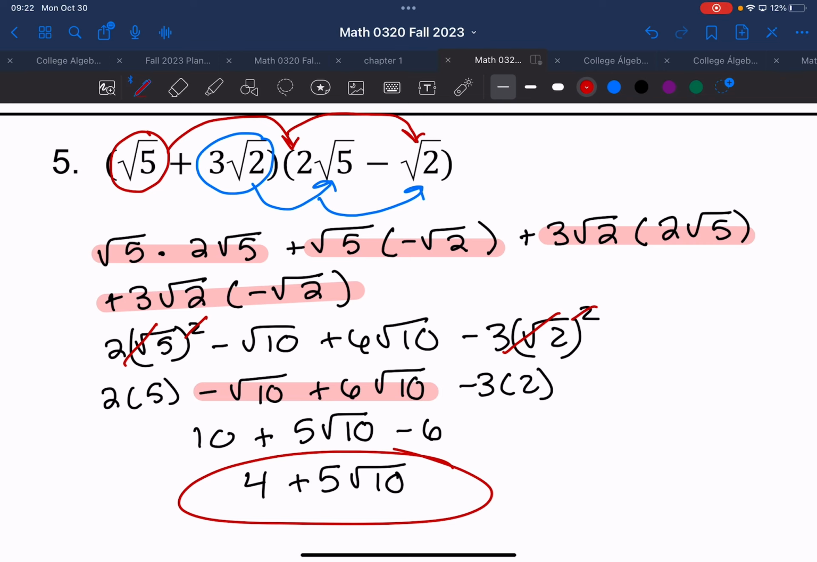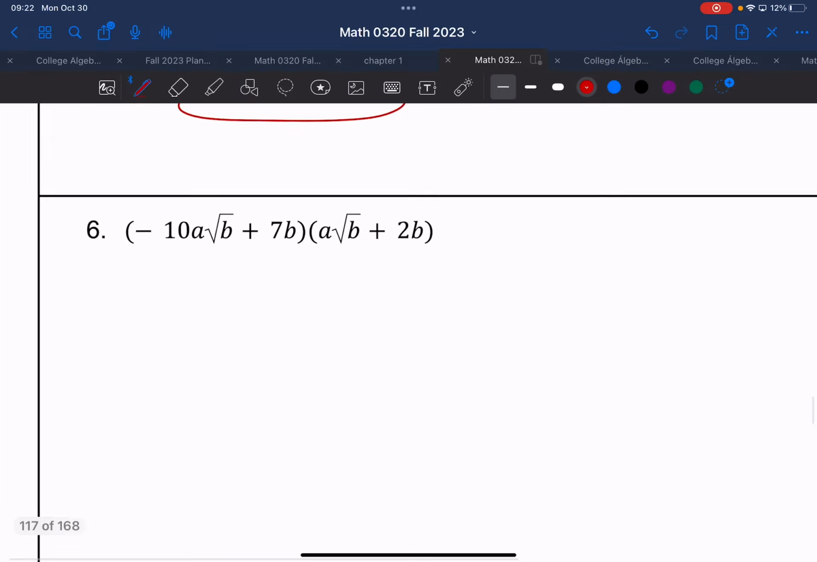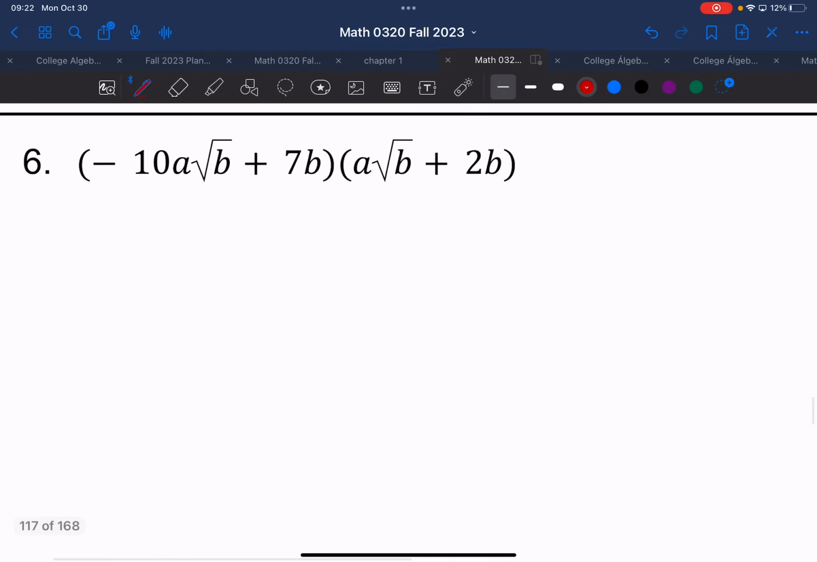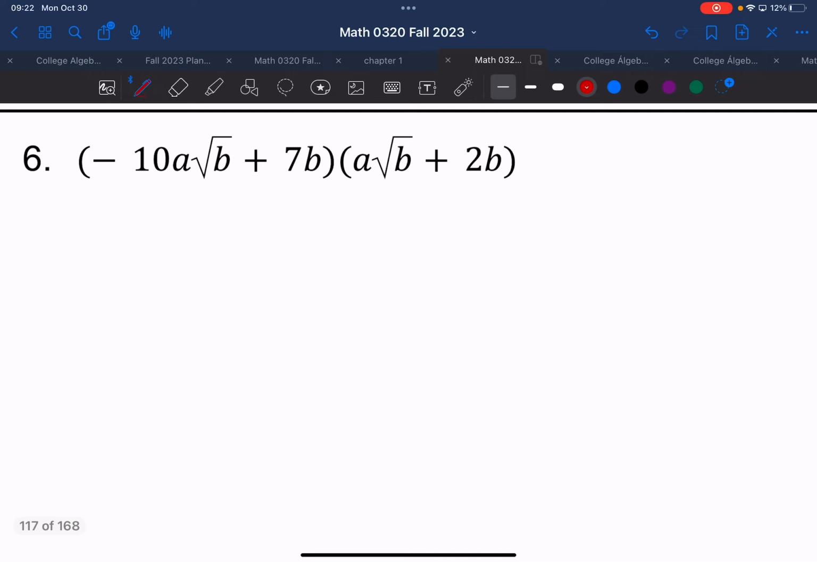Okay, go ahead and try number 6. This is going to be the same as number 5, so same steps. So you're going to be foiling.